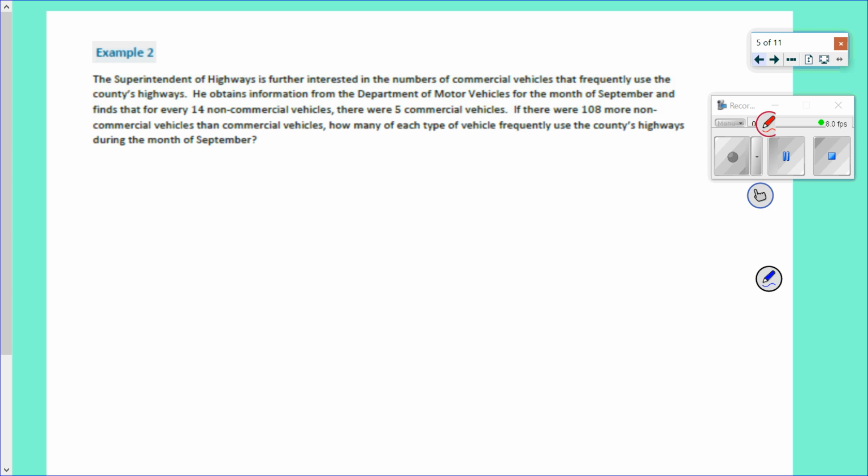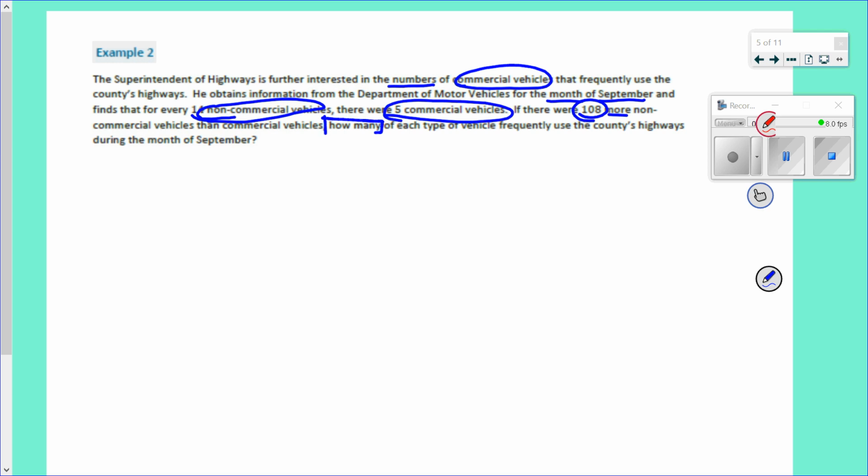The superintendent of highways is further interested in the numbers of commercial vehicles that frequently use the county's highways. He obtains information from the Department of Motor Vehicles from the month of September and finds that for every 14 non-commercial vehicles, there were 5 commercial vehicles. If there were 108 more non-commercial vehicles than commercial vehicles, how many of each type of vehicle frequently use the county's highways during the month of September?